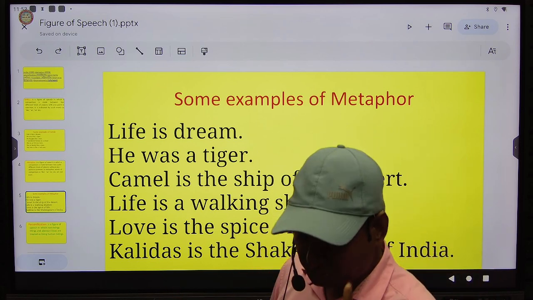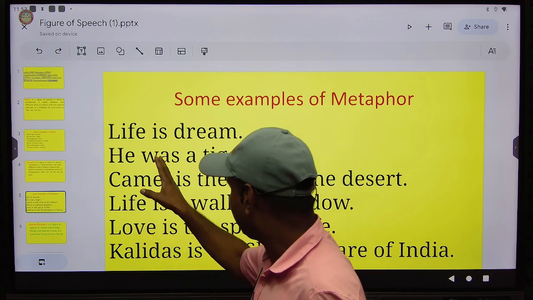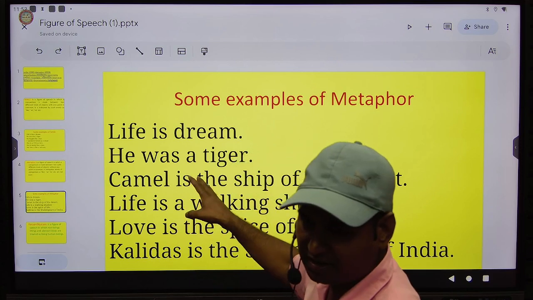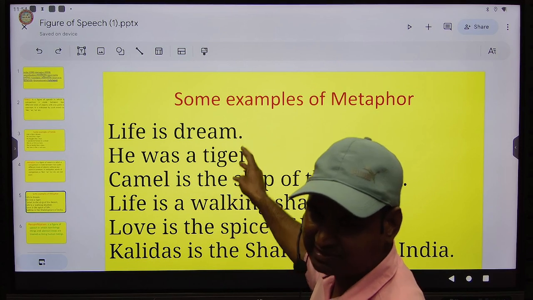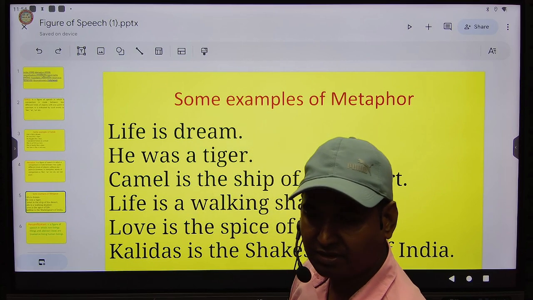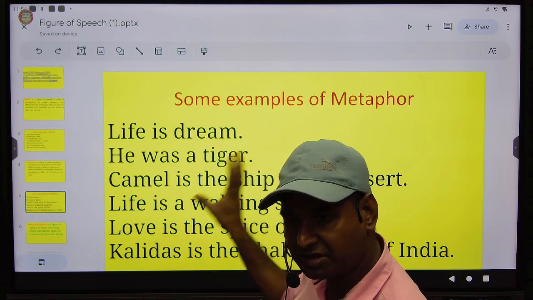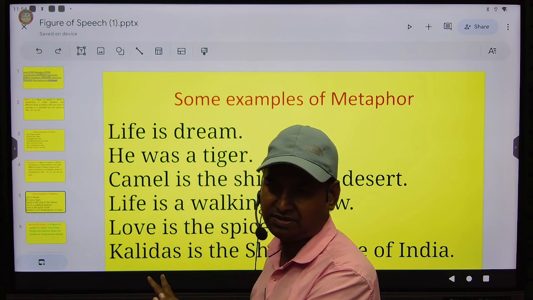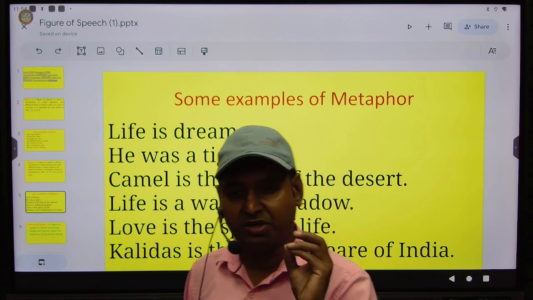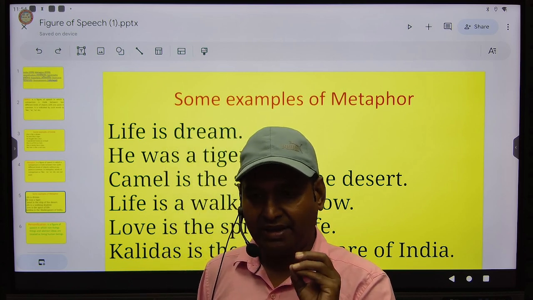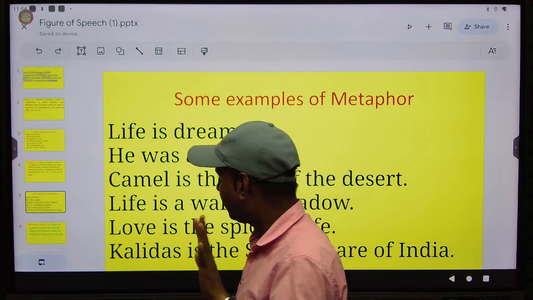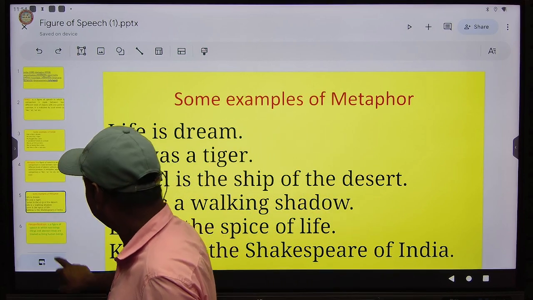One thing should be noticed here. If in all these sentences we add words like, as, so, etc., all these sentences will become the examples of simile. So this is the basic difference between simile and metaphor, that in simile we use comparison words like, as, so, and in metaphor we do not use these words. That's clear? Now we'll move ahead.